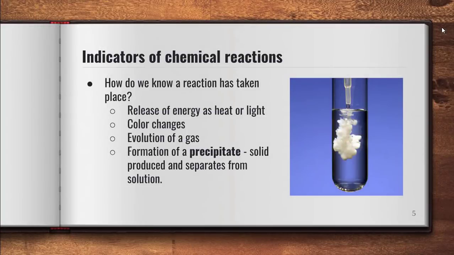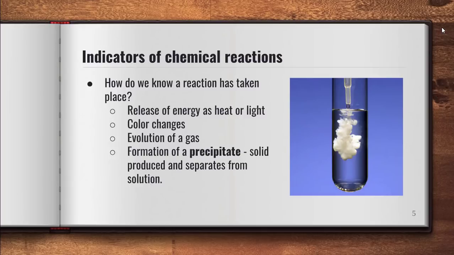So how do we even know that chemical reactions take place? Well, there are a variety of different ways that we can look at a reaction when we mix two chemicals and identify if a reaction has actually taken place. The first is a release of energy as heat or light. So when we react chemicals together, a lot of times they will emit energy. They'll feel warm or they'll feel cold. Sometimes you'll see color changes. As an example, on the right here, we mix two clear chemicals, which results in a color change that is produced.